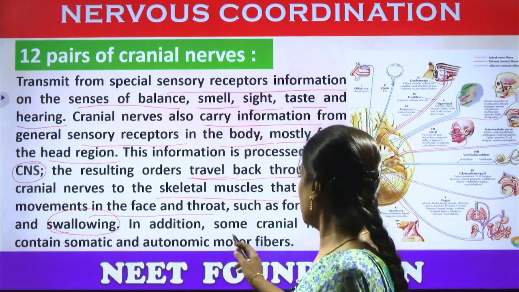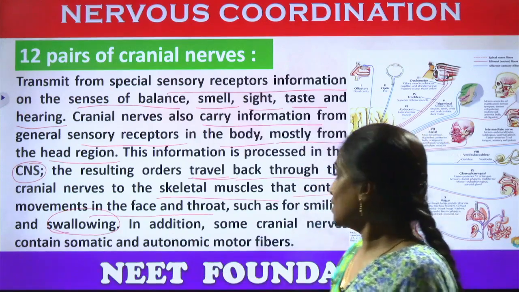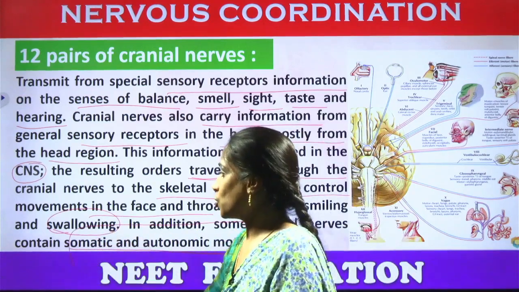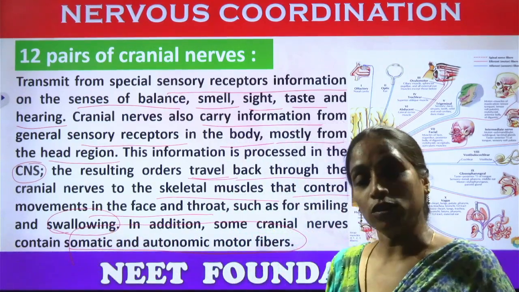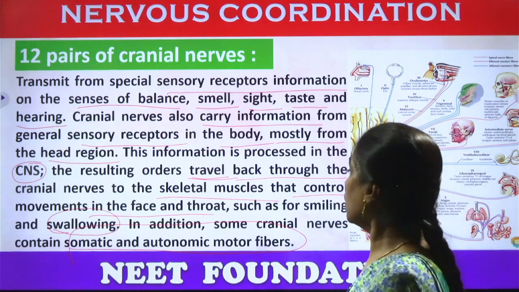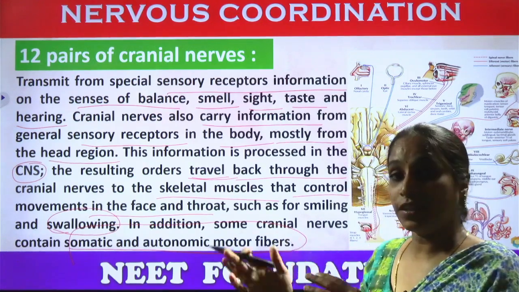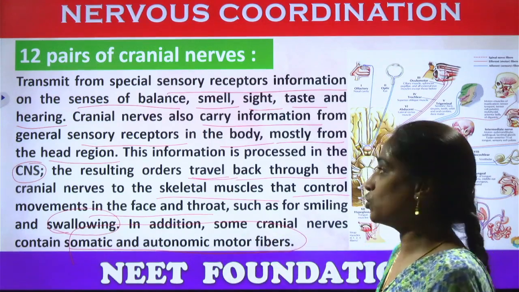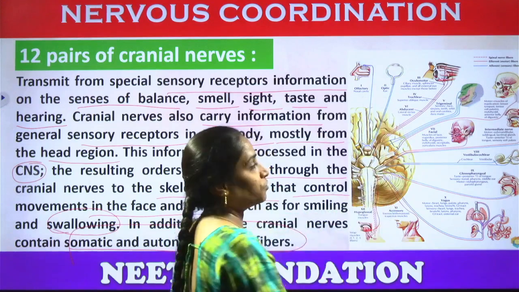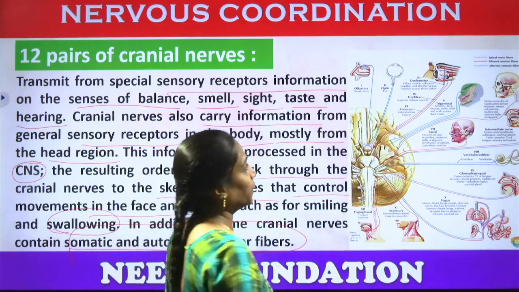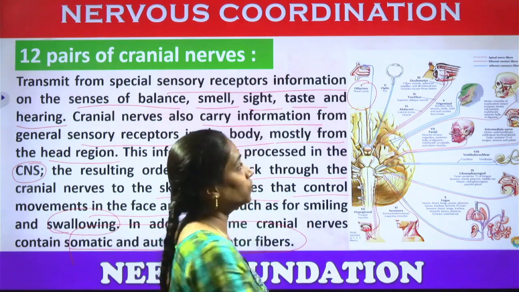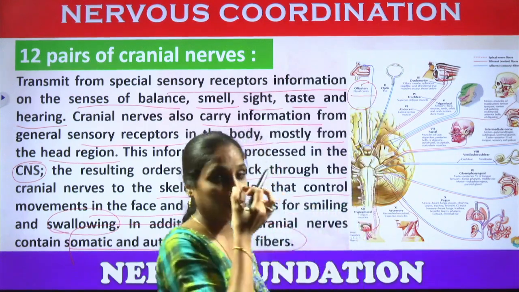In addition, some cranial nerves contain somatic and autonomic motor fibers. Not only the voluntary muscles, but also the involuntary muscles are present inside the cranial nerves. It means they coordinate with the different types of nerves. Let us see here, these are the different types of nerves which arise from the brain. The first nerve is the olfactory nerve, related to the nasal cavity, nothing but the smell.